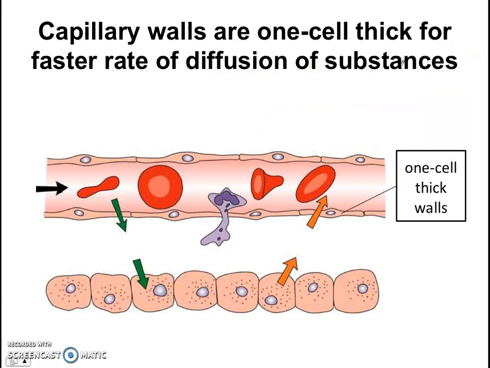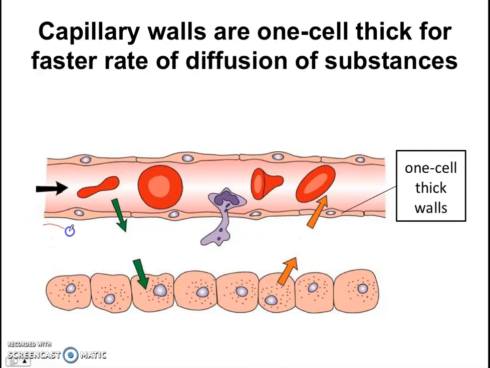Now, one interesting fact to note is that capillaries have walls that are 1 cell thick. So you can see over here, the capillary wall is just made up of 1 layer of cells. Each one of these is 1 cell, 2 cell, 3 cell, 4 cell, and they are joining up together to just form 1 layer. Now the capillary walls are just 1 cell thick, so that there's a faster rate of diffusion because the distance for diffusion is very short.